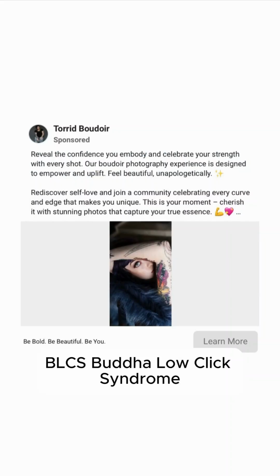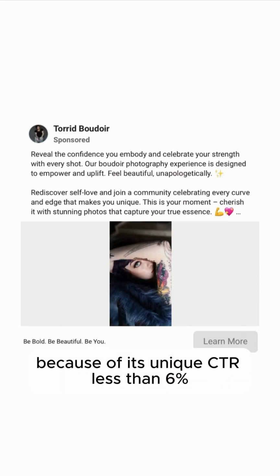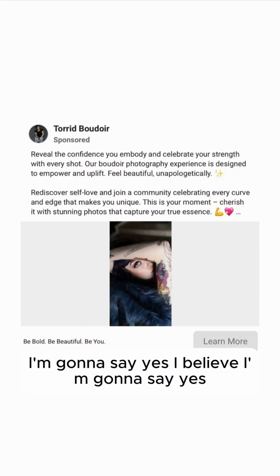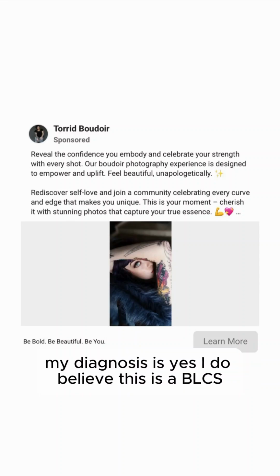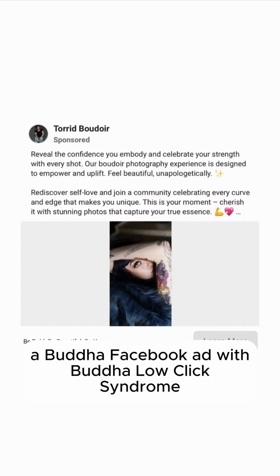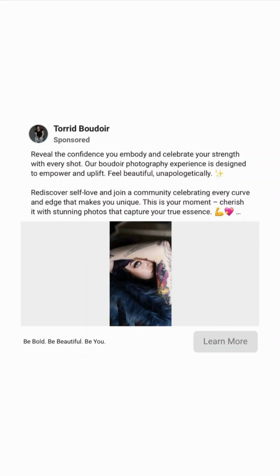So, do I believe this Boudoir Facebook ad has BLCS, Boudoir low click syndrome, because of its unique CTRL less than 6%? I'm going to say yes. My diagnosis is yes. I do believe this is a BLCS, a Boudoir Facebook ad with Boudoir low click syndrome.